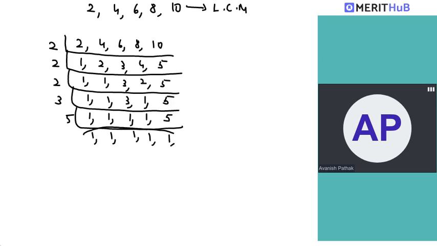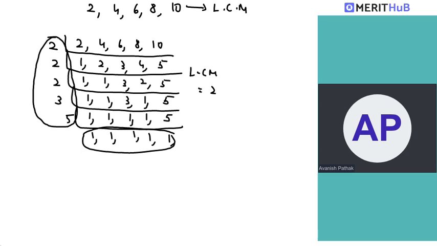Once I get all ones over here, I'll multiply all of these divisors to get the lowest common multiple. That means for the LCM of this, it has to be 2 into 2 into 2 into 3 into 5. So that's 2 into 2, 4, into 2, 8, into 3, 24, and into 5 is 120, which is the lowest common multiple of all of these numbers.